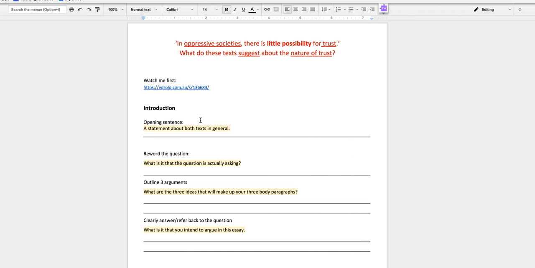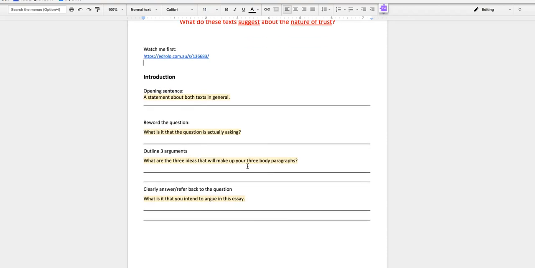Something along those lines. Then you have to reword the question. What is the essay question actually asking? In this case, it's asking, what can you say about trust in these texts? So you might say something like, both texts suggest that in oppressive societies, trust is often eroded. However, Anna Funder suggests that the nature of trust can be rebuilt, whereas Orwell suggests it can't. Something along those lines.